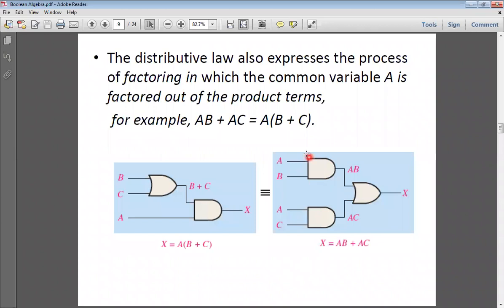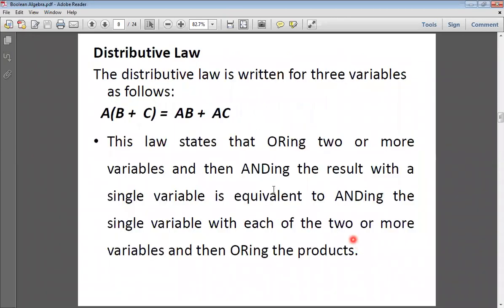So look at this circuit. A, B. Use an AND gate to get this product. Use another AND gate to get this AC. Use an OR gate to add them. So what we get is this AB plus this AC. Since it is an OR gate, this term plus this term. So this is our answer.